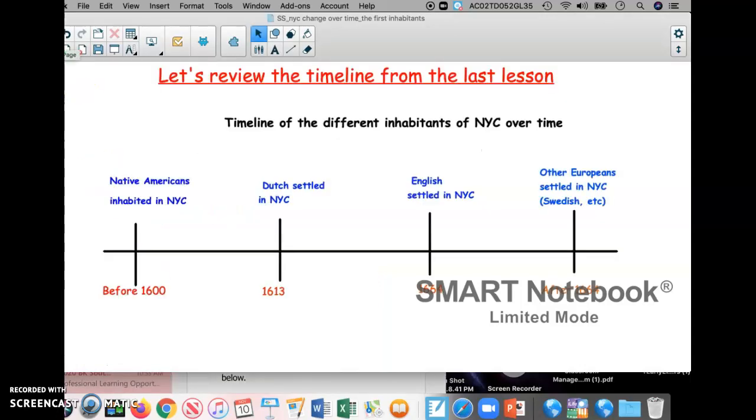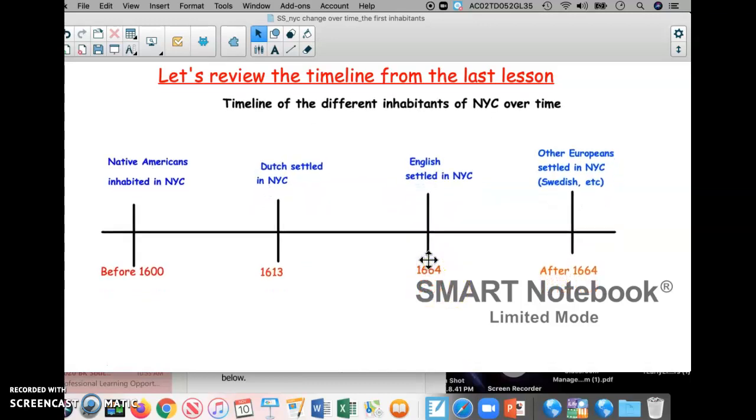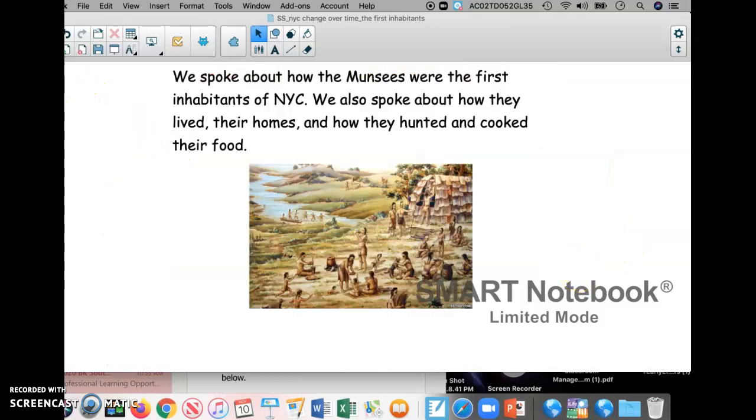So let's review the timeline from the last lesson. We talked about how the Native Americans inhabited New York City before 1600. And then in 1613 the Dutch settled in New York City. Then we knew the English settled in 1664. And we also know that other Europeans settled in New York City after 1664. So we spoke about how the Muncies were the first inhabitants of New York City. We also spoke about how they lived, their homes, and how they hunted and cooked their food.